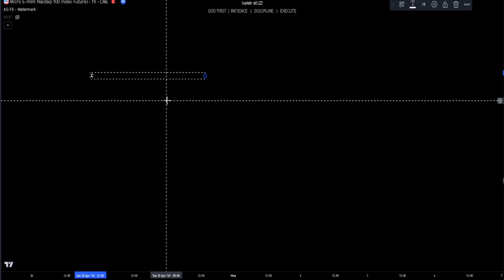So CRT is pretty much every candle is a range. Every candle is a range. And a higher time frame candle is a lower time frame range.